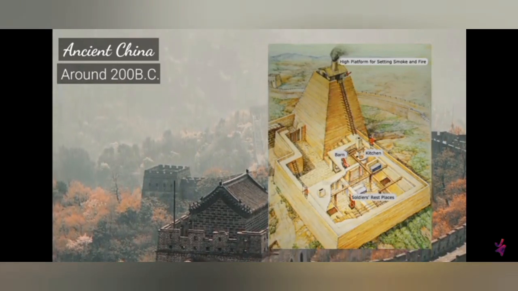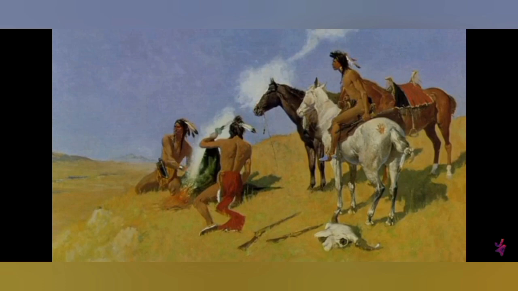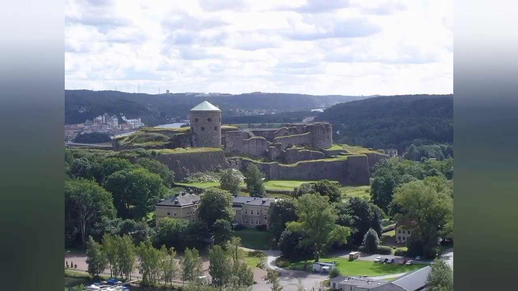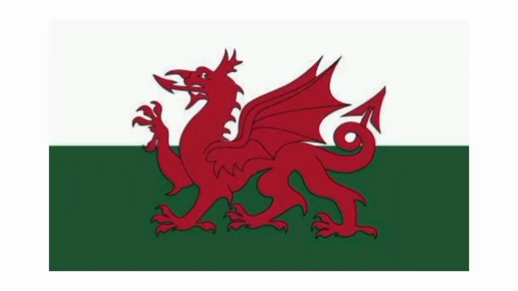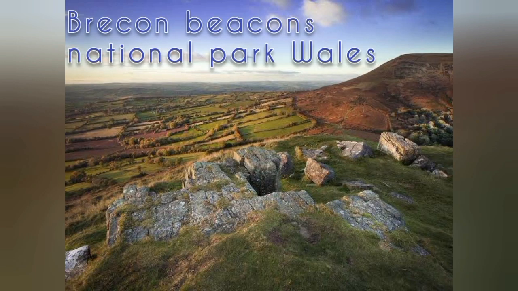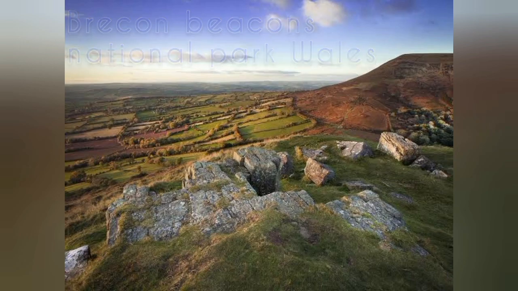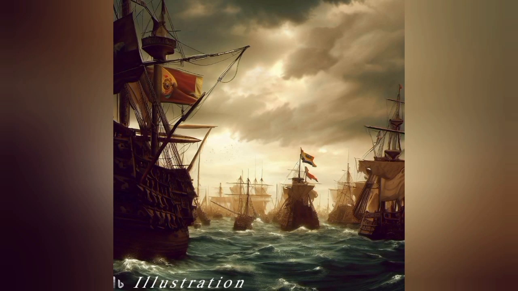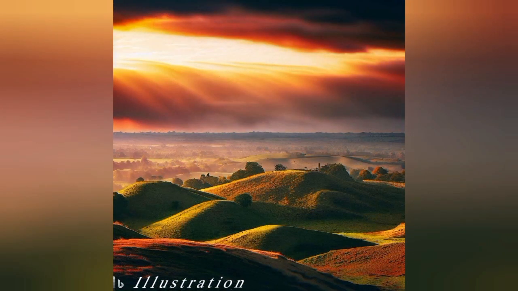Throughout history, beacons have been used in a wide variety of defensive contexts. In Scandinavia, many hill forts were part of beacon networks to warn against invading villagers. In Wales, the Brecon Beacons were named for beacons used to warn of approaching English raiders. In England, the most famous examples are the beacons used in Elizabethan England to warn of the approaching Spanish Armada. Many hills in England were named Beacon Hill after such beacons.